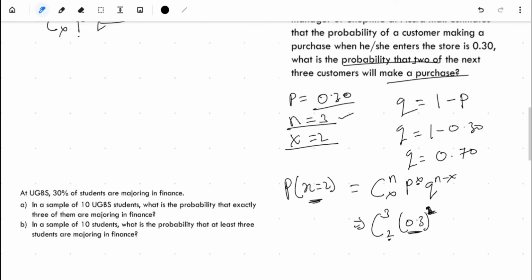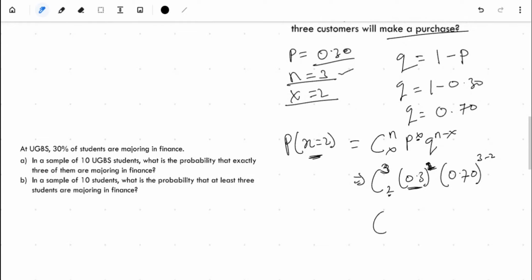So 2 success, and then failure. The failure is the complement, and we know that is 0.7. So we have 0.7 here, and the probability that they won't buy is the total number minus the successes, which is 3 minus 2, definitely 1, right? So we have 3 choose 2, 0.3 squared, 0.7 exponent 1.